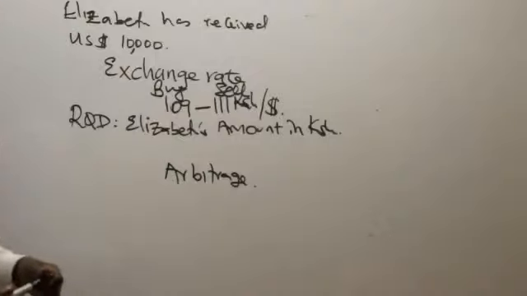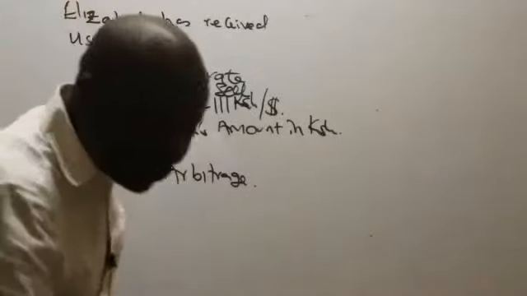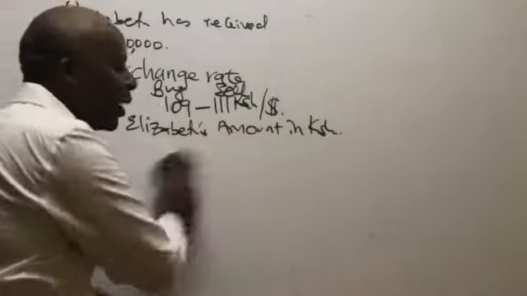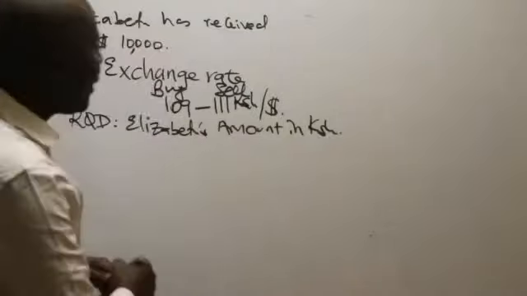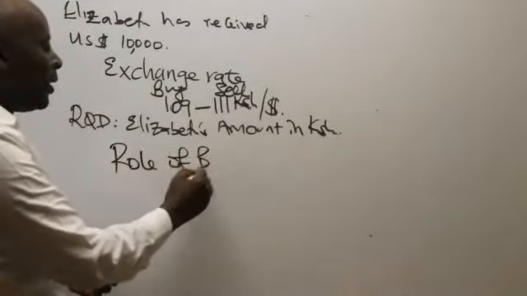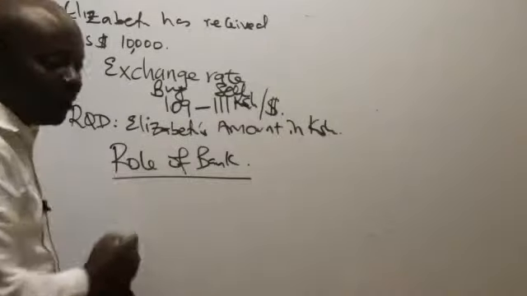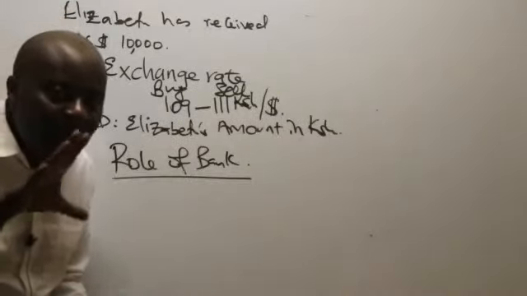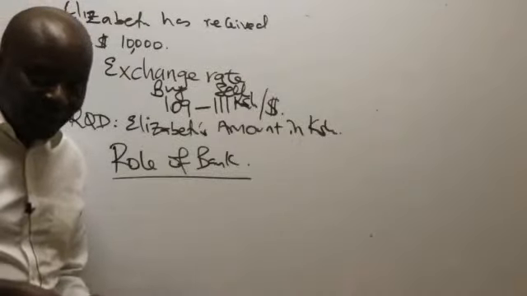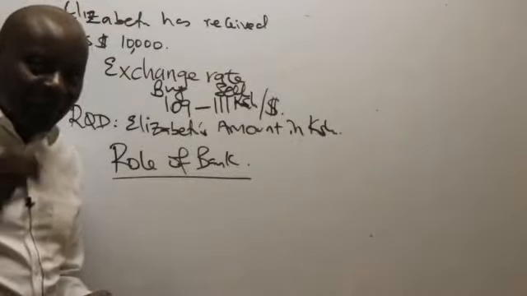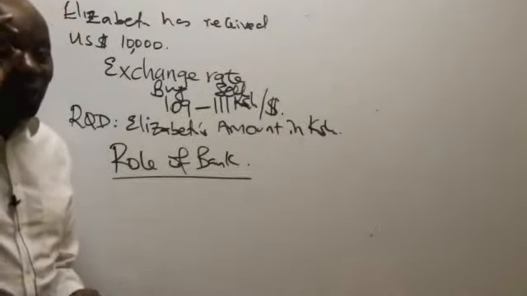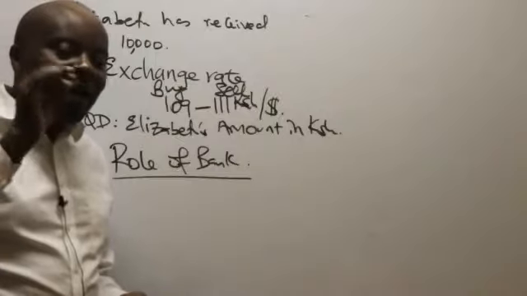So in this case, ladies and gentlemen, having ascertained the buy and the sell rate, it will be very wise of you to come and give us the role of the bank. Which role? Because you know a bank is the medium of exchange, right? So remember, all foreign currency transactions are viewed from the perspective of the bank.